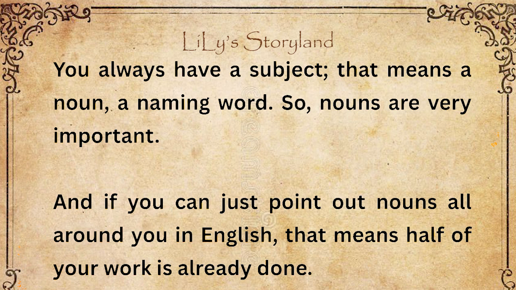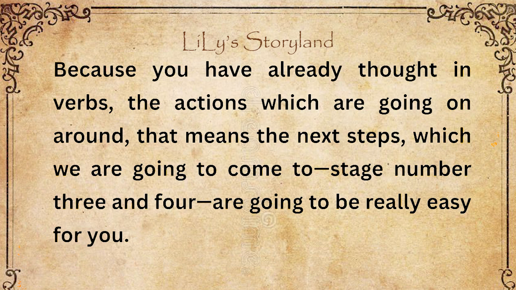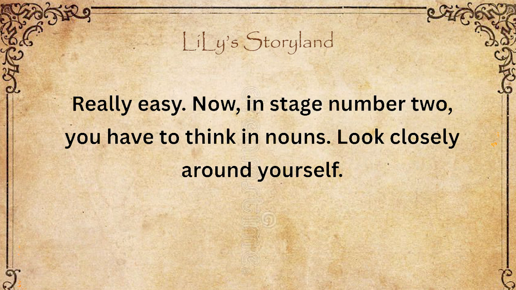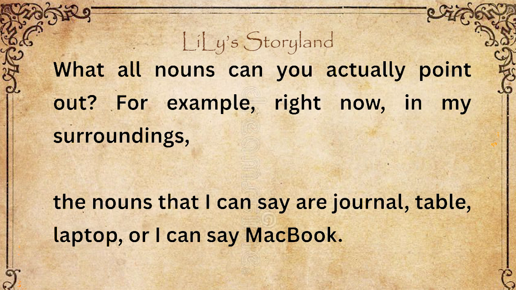And if you can just point out nouns all around you in English, that means half of your work is already done. Because you have already thought in verbs, the actions going on around, the next steps, stage number 3 and 4, are going to be really easy for you. Now, in stage number 2, you have to think in nouns. Look closely around yourself. What all nouns can you actually point out?